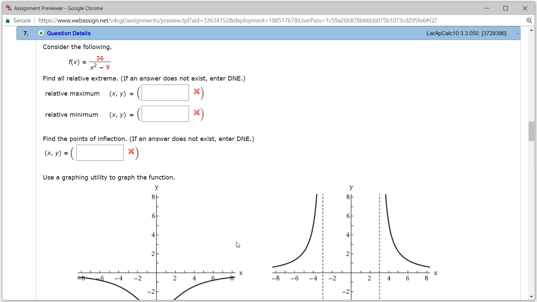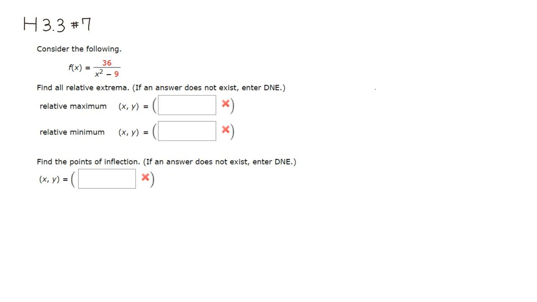Alright, let's look at homework 3.3, problem number 7. We have this rational function, and first we want to find the relative max and the relative min. So let's do that. We need to find the derivative first.